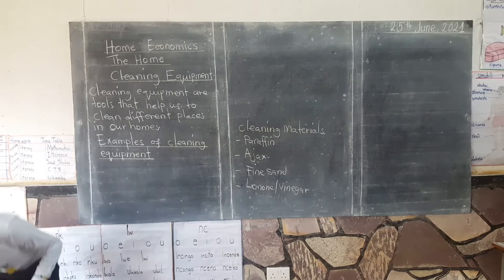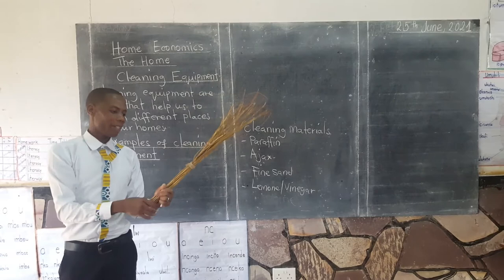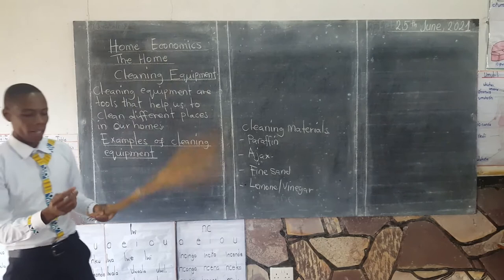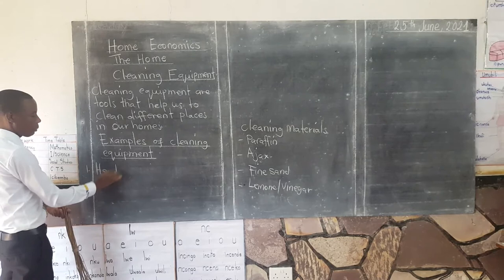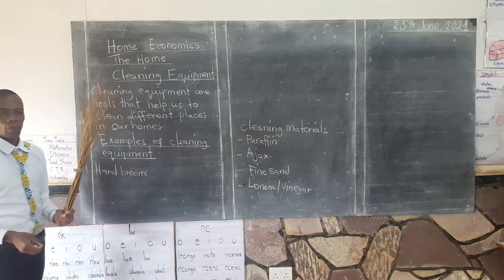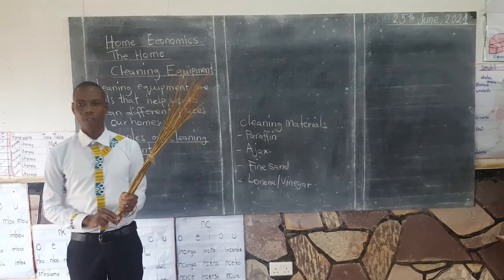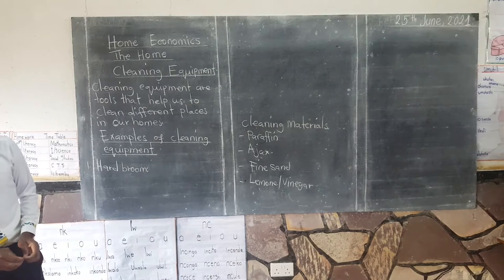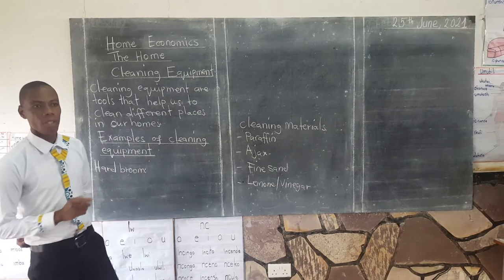First thing, I have this equipment. Looks funny, right? But it's very, very important. This equipment is known as a hard broom. What do we use a hard broom for? Well, you might have guessed right. This is used to clean the outside surrounding of our home.